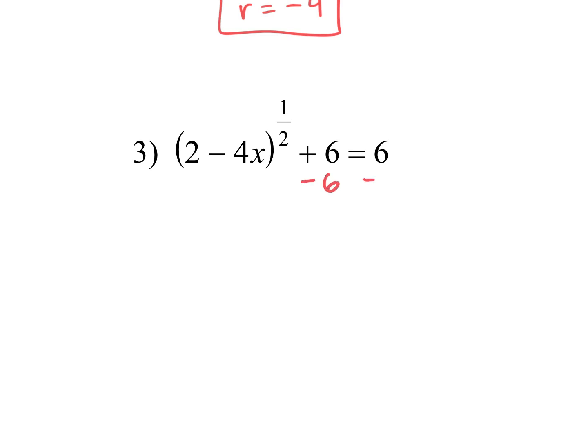Subtract 6. We have to isolate. Here we don't have a radical, but we have to isolate that exponent. So what's 6 minus 6? 0. So we have 2 minus 4x to the 1/2 power is equal to 0. What do I do next?